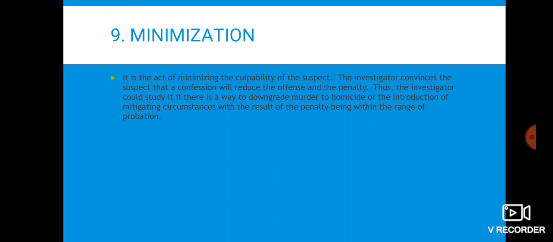Number 9, minimization interrogation technique. It is the act of minimizing the culpability of the suspect. The investigator convinces the suspect that a confession will reduce the offense and the penalty. Thus, the investigator could study if there is a way to downgrade murder to homicide, or the introduction of mitigating circumstances, with the result of the penalty being within the range of probation.